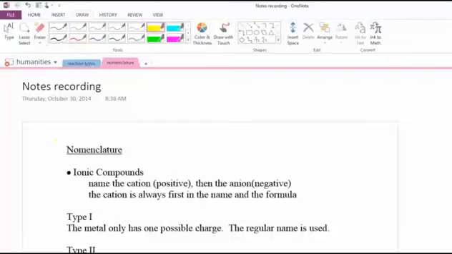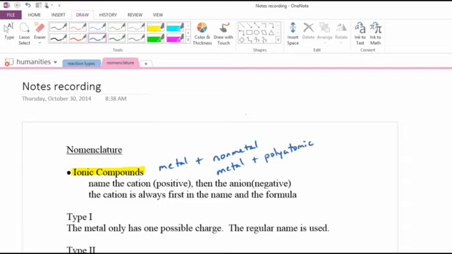Nomenclature. We're going to start with ionic compounds, which are typically composed of a metal and a nonmetal, or it can be a metal plus a polyatomic ion. The cation, the positive one, is always named first. The anion, the negative, always comes second. And it's the same in the name and the formula.